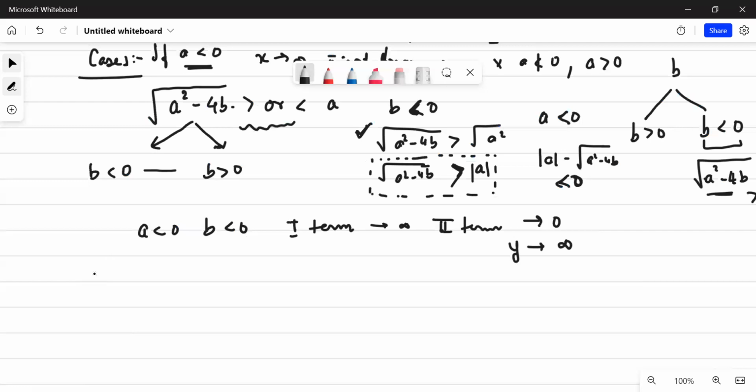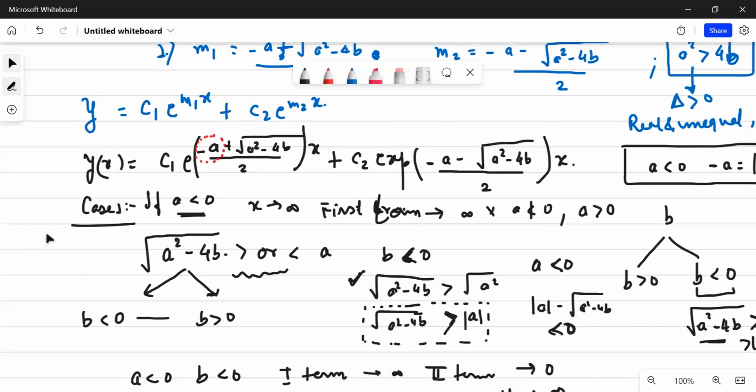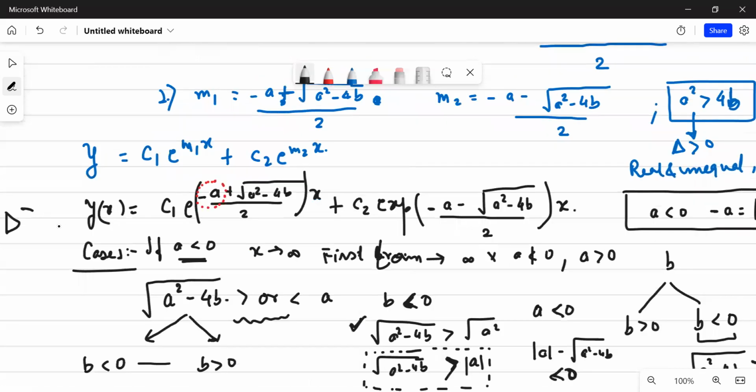So another case was if a is less than 0, then what will happen? And let us take the case if b is greater than 0. So if a is less than 0, anyway, the first term would go to infinity. That is for sure. All these subheadings are coming for the case del greater than 0. So we are considering del greater than 0. That is very much clear. This is what I've written here.